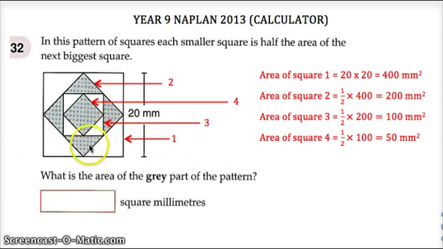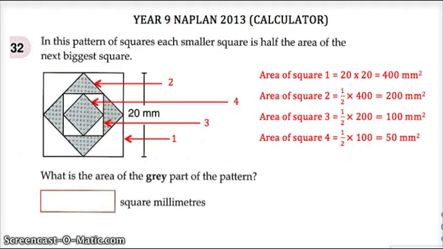Again, the area of square 3, the white square, will be half of the area of square 2. So it will be half of 200, which is 100 millimeters squared. And the area of square 4, this small grey square, will be half of the area of square 3. So it'll be a half of 100, which is 50 millimeters squared.